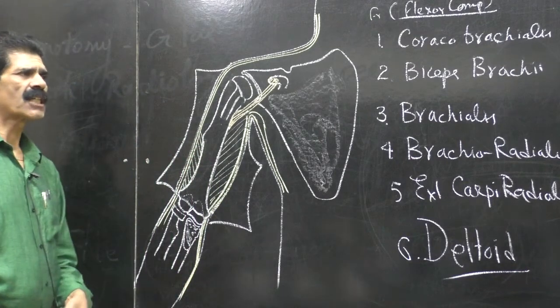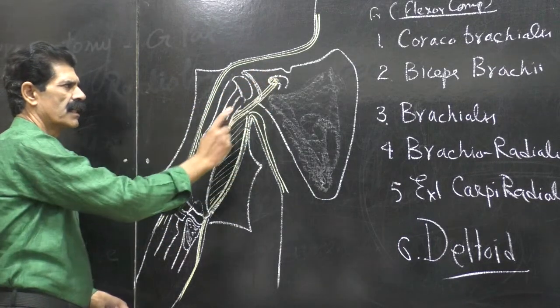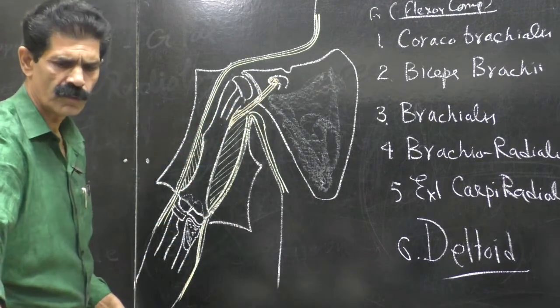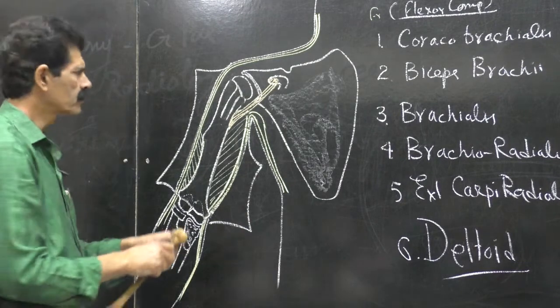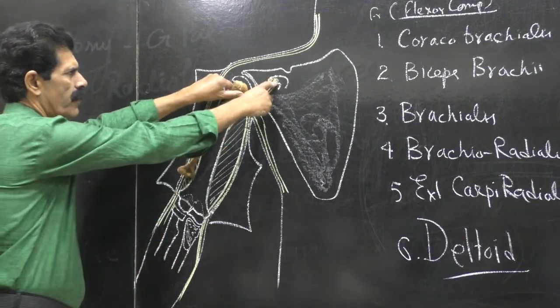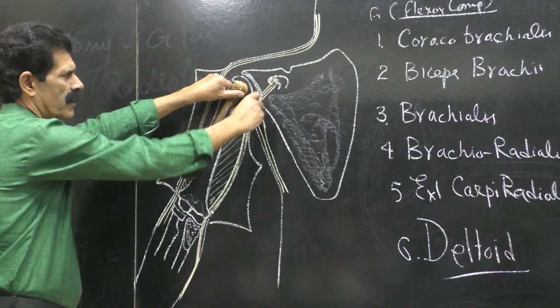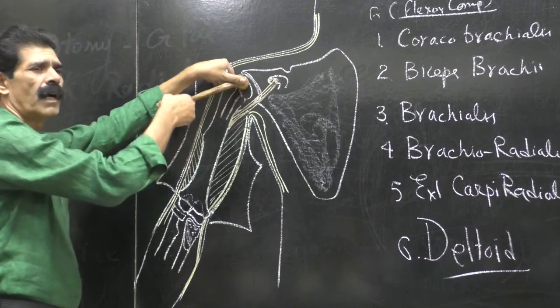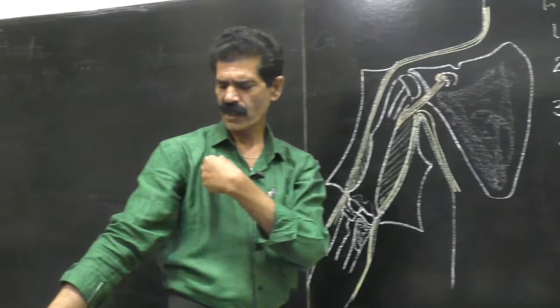So origin, insertion, now the action. For the action, keep the origin bone fixed and contract the muscle. Where the humerus bone will move, that will give you the clue of what is the action of the thoracobrachialis. This muscle, this is 5 centimeter. So when it contracts, where will it move? Upward. And what is this? This is the coracoid process, this is the humerus, 5 centimeter.